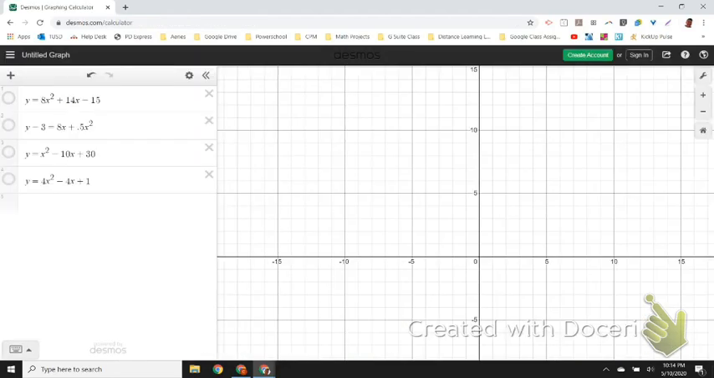Okay, so you should have been able to use the discriminant to solve this, right? The discriminant is that part under the square root, b squared minus 4ac. If you get a positive answer, you'll have 2 intercepts. If you get a negative answer, you'll have no intercepts. If you get a 0 answer, you will get 1 intercept.